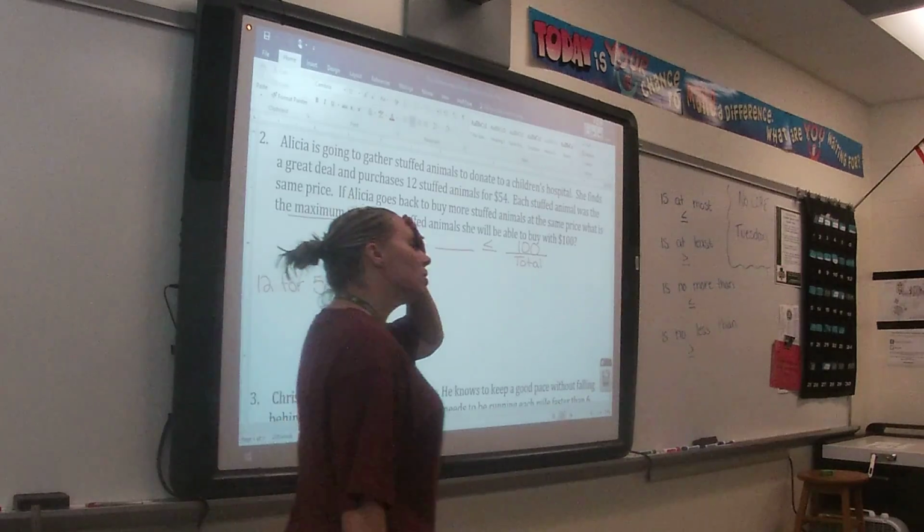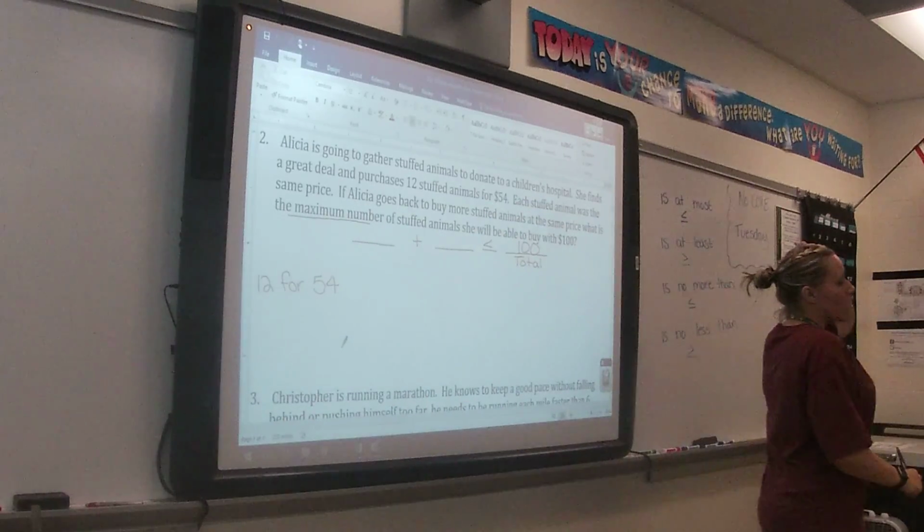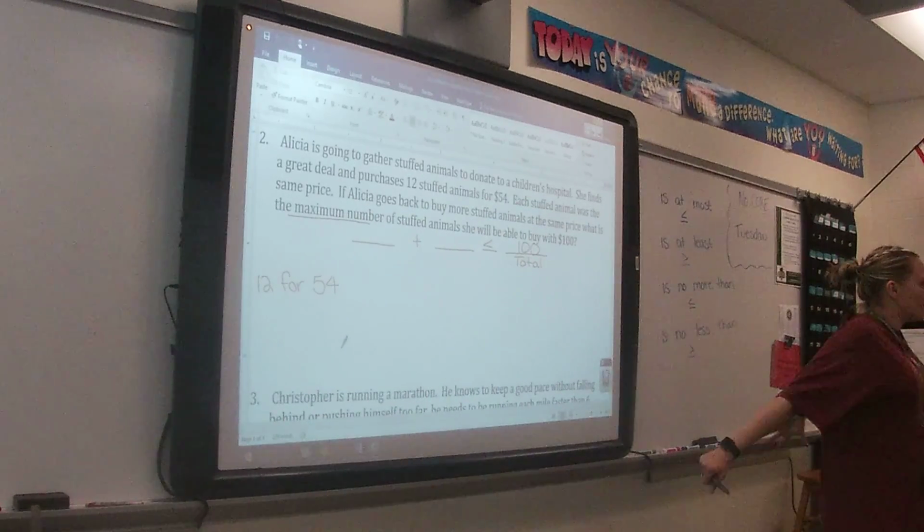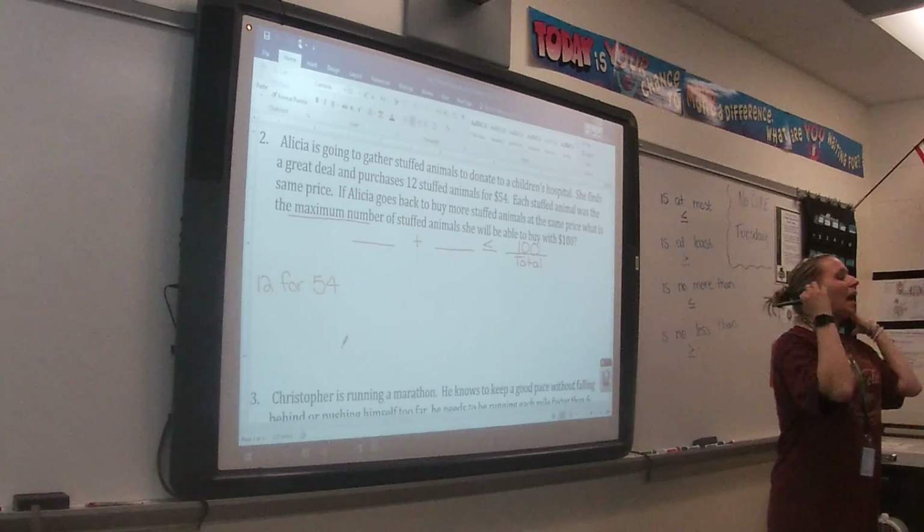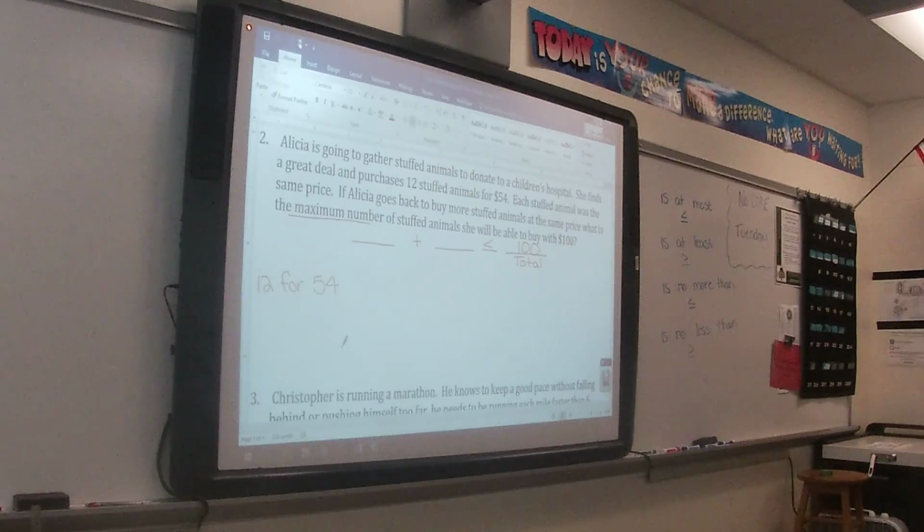Okay, so you go to a place you buy scrunchies, and it's 5 for $20. How much is each scrunchie? $4. How do we know that? We divide it. So if it's 12 for $54, we want to divide it.